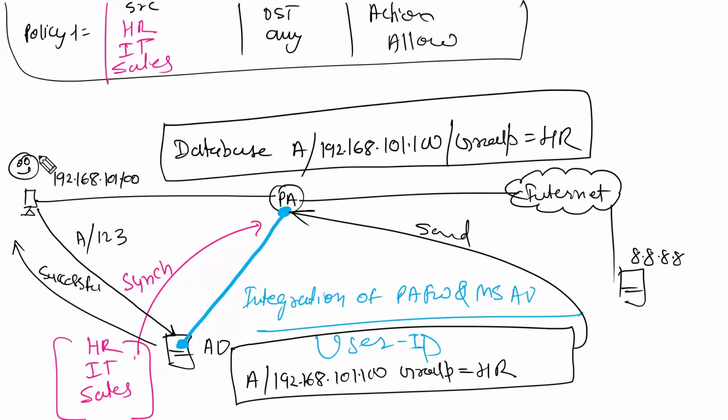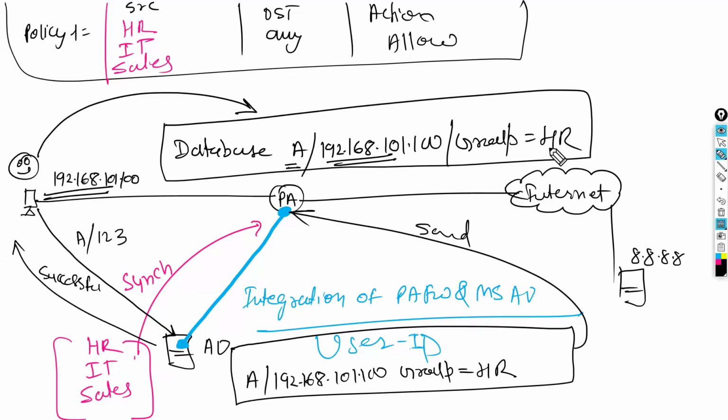Now this client will send request to Palo Alto. Which IP is coming? 101. Match with our database. Now AD will not ask what is your user. AD already has it. It means this IP is being used by which user? A. And this belongs to which one? HR group. According to my policy, HR candidate can go anywhere. Now this PC is going to 8.8.8.8.